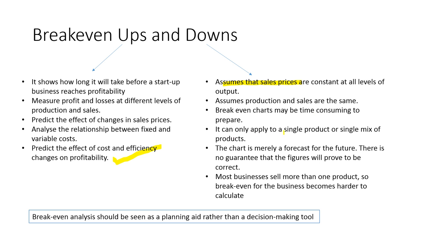It can only apply to a single mix of products, so you cannot have different products on the same break-even chart. So the chart is merely a forecast for the future. There is no guarantee that the figures will prove to be correct. Most businesses sell more than one product, so break-even for the business becomes harder to calculate. So break-even analysis should be seen as a planning aid rather than a decision-making tool. So you need to remember that.